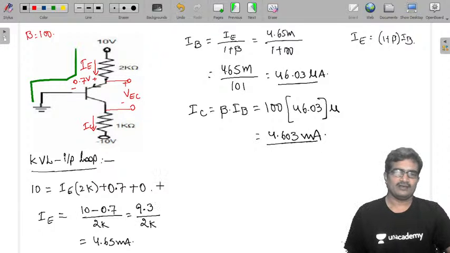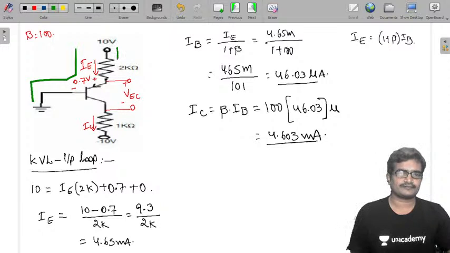Okay, so once you know IC, IE and IB, just apply KVL to the output loop. Now applying KVL to the output loop.